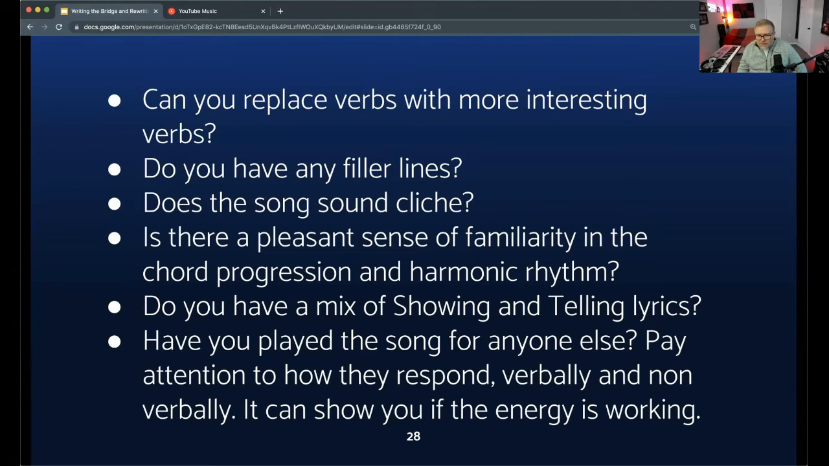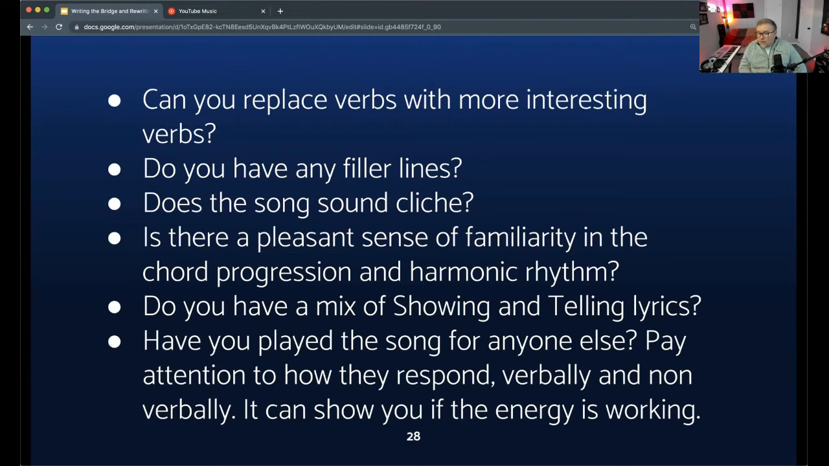Does it sound forced? And is there a pleasant sense of familiarity in the chord progression and also the harmonic rhythm? And that's another way to say, does your chord progression feel good? Does it feel like it moves and feel like it makes sense? Also, again, does your song have that mix of showing and telling?